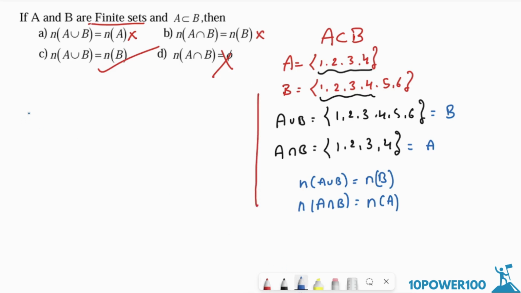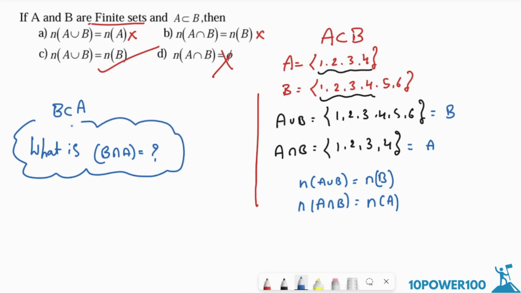Next, an extension question. The question is, I'll give B is a subset of A. B is a subset of A. I want you all to calculate, if B is a subset of A, what is B intersection A? This is my question. Take a few examples, very simple examples like {1, 2, 3} and {1, 2, 3, 4}, and calculate what B intersection A is in terms of sets only, not the values. Try it out and comment your answers in the comment section.